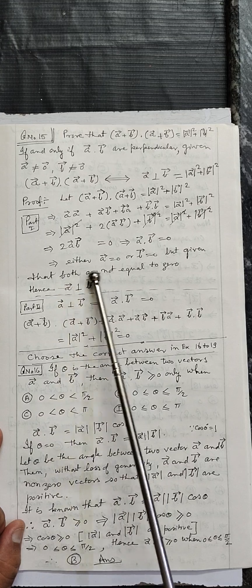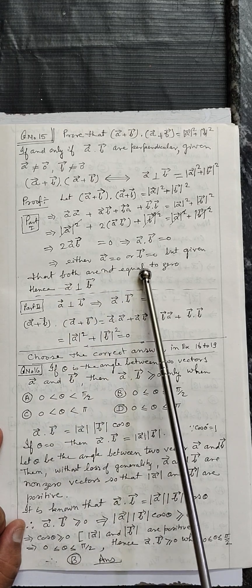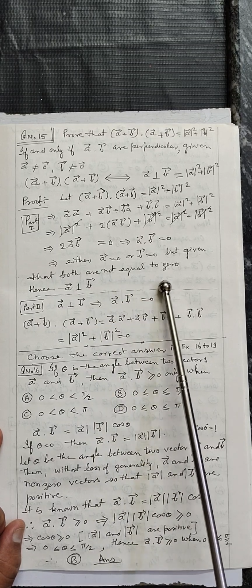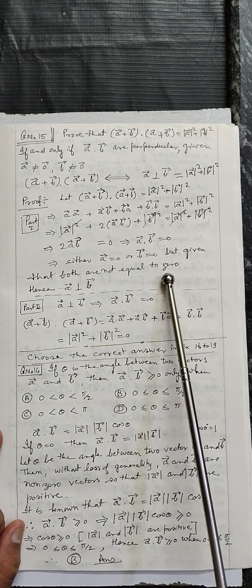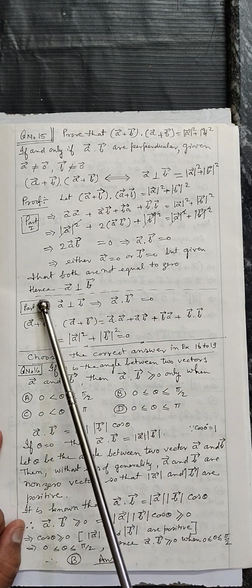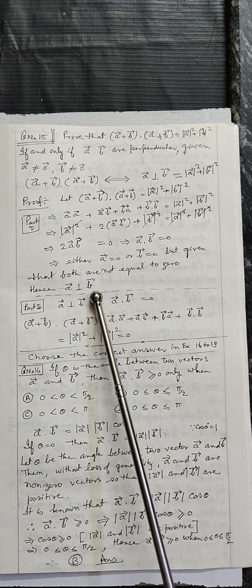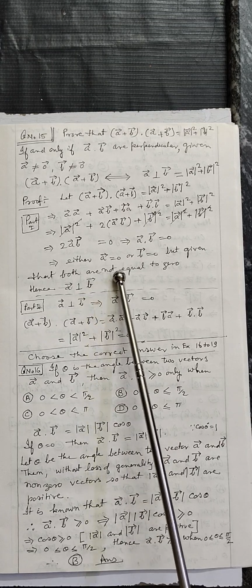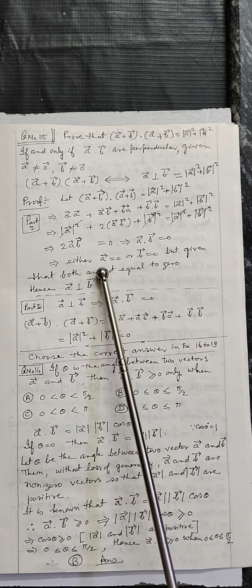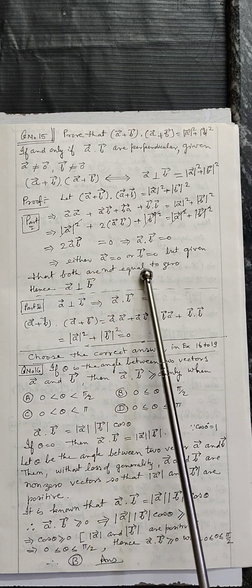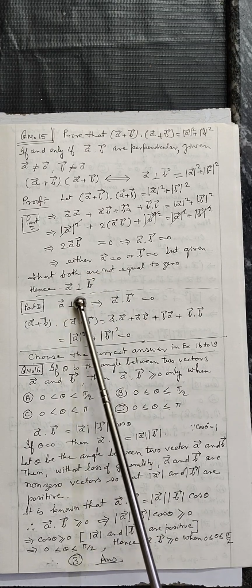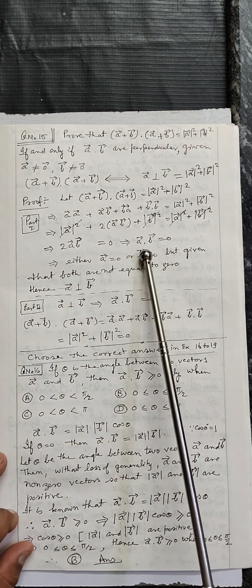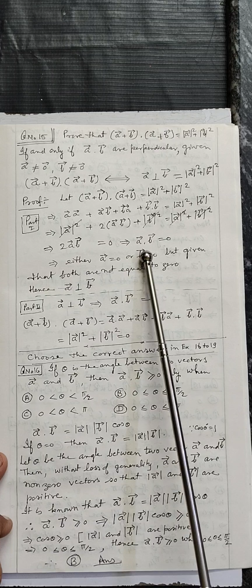This implies that either A is equal to 0 or B is equal to 0, but it is given that both are not equal to 0. Hence, the vectors A and B are perpendicular to each other. That is the only alternative. It is mentioned that both vectors are non-zero, hence they are perpendicular to each other. In that case only this situation will be applicable.